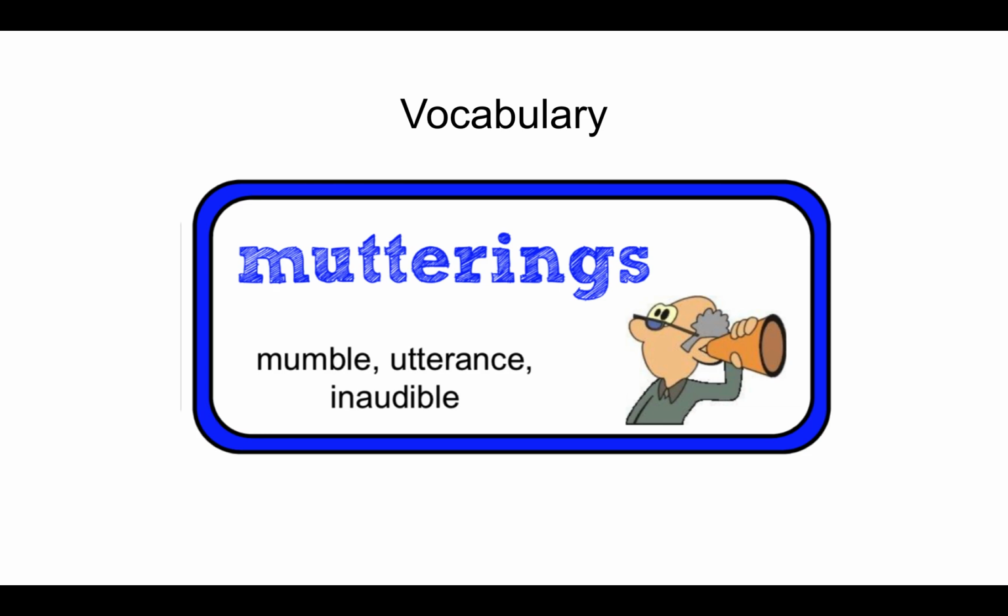The vocabulary word for this lesson is mutterings. That means if someone is muttering, they're not speaking loud enough or clear enough. They're kind of mumbling under their breath, and you can't really hear what they're saying.